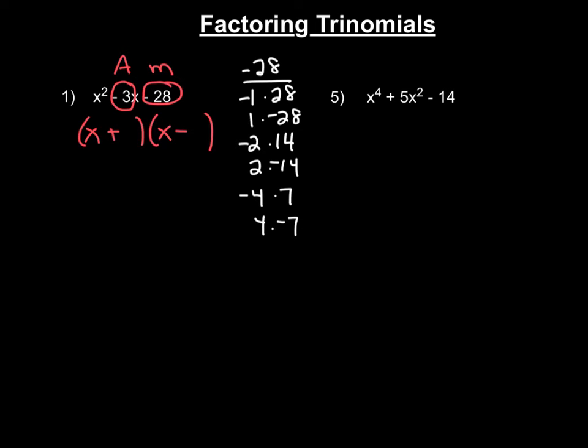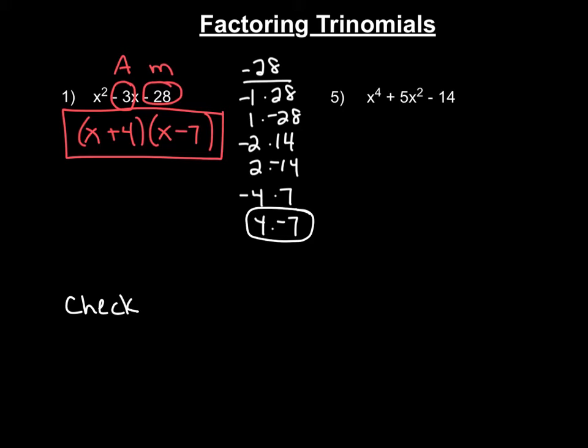So now we just want to look at these pairs of numbers and say, well, out of these pairs, which ones add to negative 3? So this pair right here, 4 and negative 7. So what I'm going to do is put the 4 with the positive and the 7 with the negative, and that's it. That is factored.